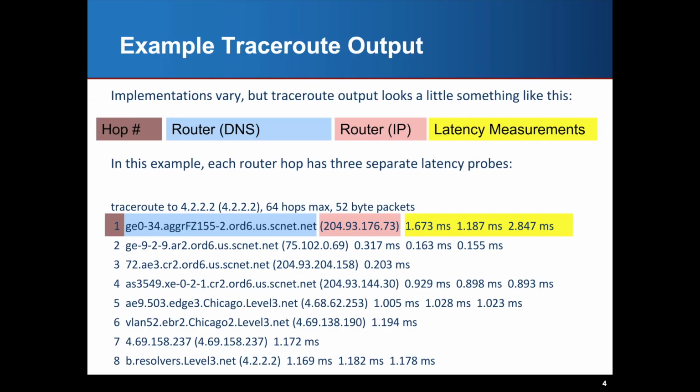So here's an example traceroute output. And the implementations really vary a lot, but at a basic level, every traceroute looks a little bit something like this. So there's a hop number. There's the router IP that you're showing. So that's going to show you the IP address, and then it's going to do a reverse lookup and figure out the DNS. And then there's going to be some latency measurement. So in this example, each router hop has 3 separate latency probes, and it does the 3 probes and then iterates to the next hop.